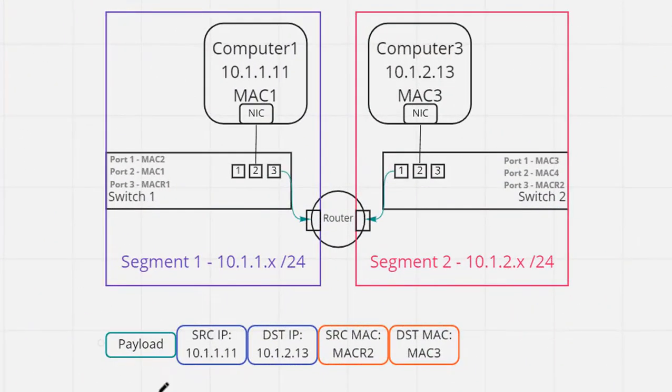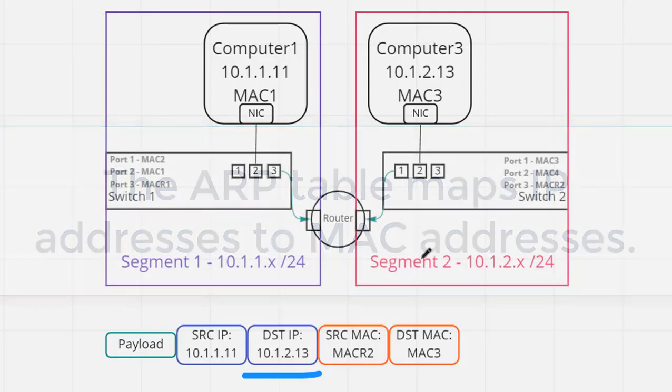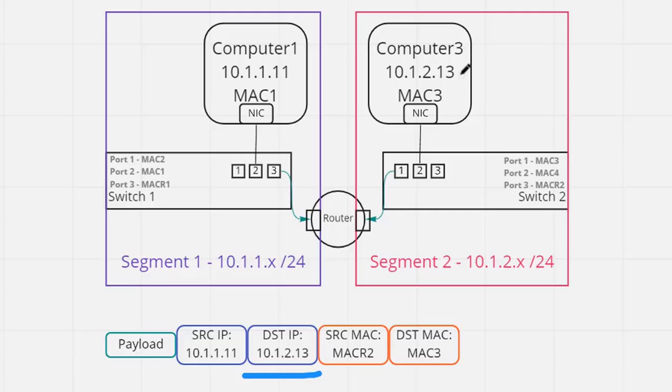And so the router has looked at the destination IP. It knows the IP address that this traffic needs to end up at. And the router has an ARP table. And remember, the ARP table is there to associate IP addresses with MAC addresses. So the router has its own ARP table, and it knows that in order to get to 10.2.13, that traffic needs to be sent to MAC 3. And so that's what the router does.